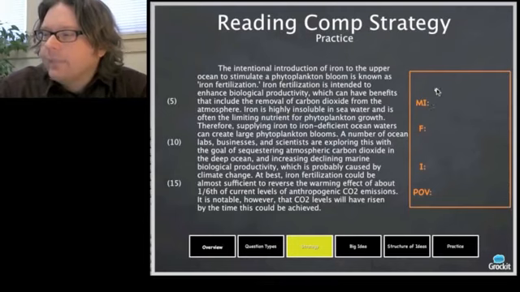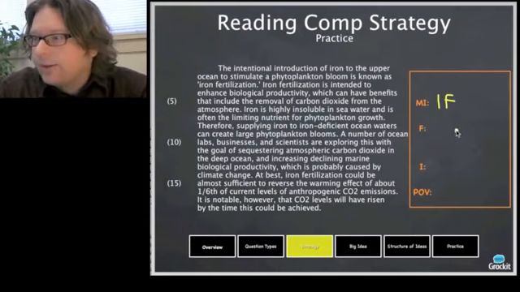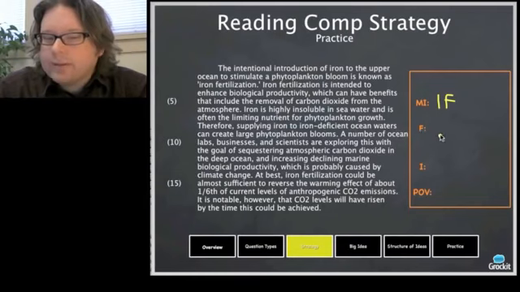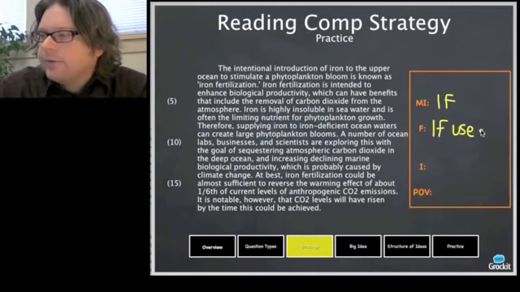All right, so I would say that probably the main idea is going to be iron fertilization, and I'm going to abbreviate it because I'm lazy and I don't have time to write out fertilization over and over again. And for the focus, I would probably say the IF, the iron fertilization use in oceans.